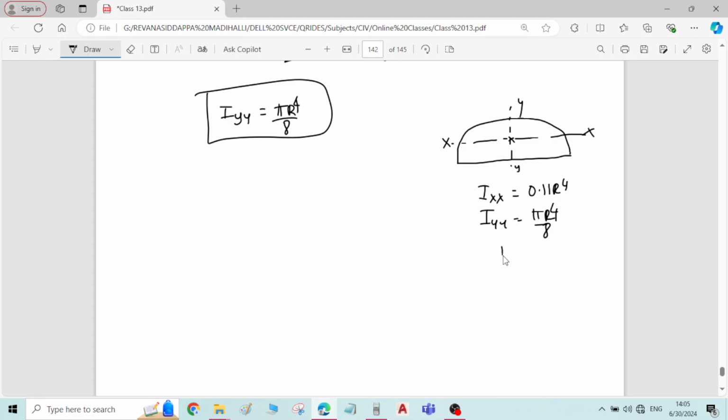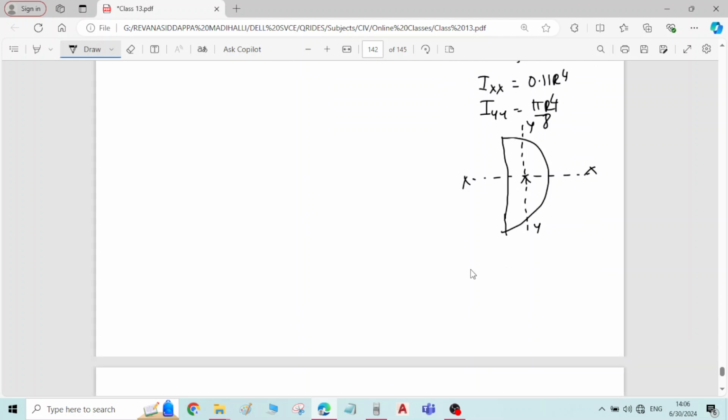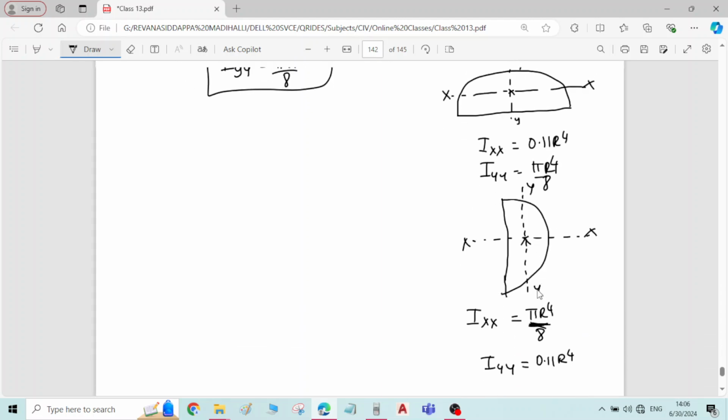If I change the orientation of the semicircle like this, so in this case Ixx becomes the axis which is perpendicular to the diameter, and Iyy becomes an axis which is parallel to the diameter. In this case the formula will be reversed. Ixx becomes pi r raised to 4 by 8, and Iyy becomes 0.11 r to the power of 4. So depending upon the orientation the formula will change.